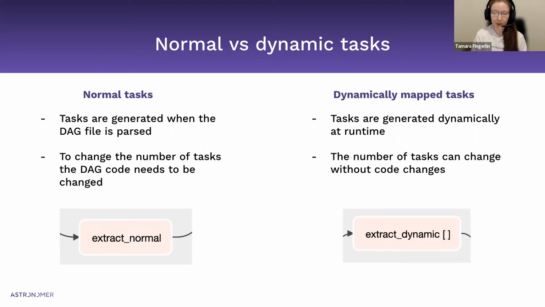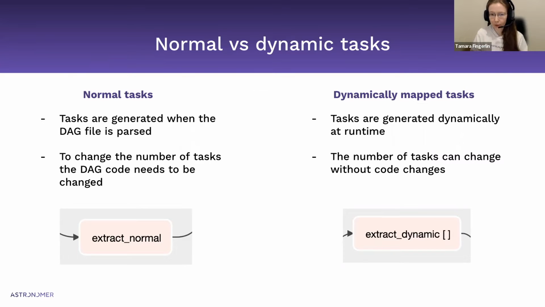Dynamically mapped tasks, on the other side, are generated dynamically at runtime. So when the DAG starts running, it doesn't know yet how many mapped task instances, how many copies of a certain task, will run. In the Airflow UI you can see this in the lower right corner of the screen, where you have the extract dynamic task with these empty brackets. This means the DAG hasn't run yet, but this is a dynamically mapped task, and Airflow doesn't know yet how many mapped instances of that task it will run.